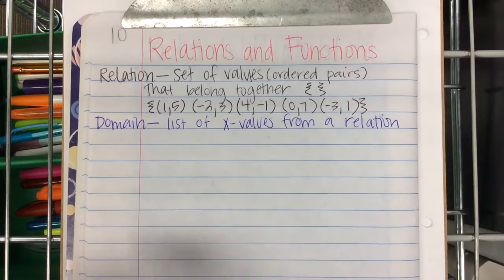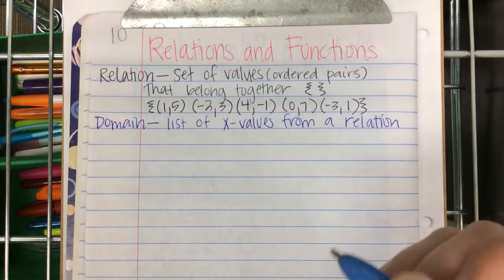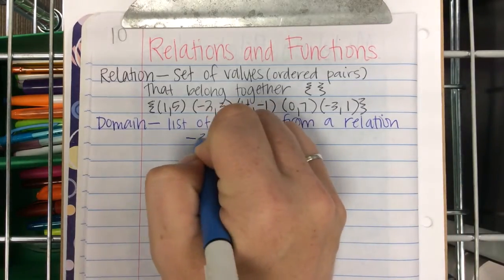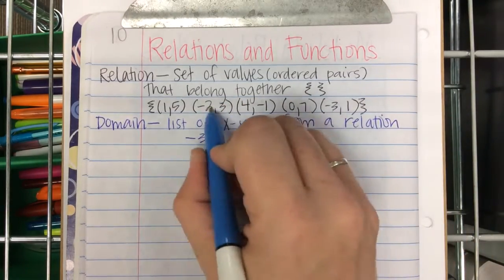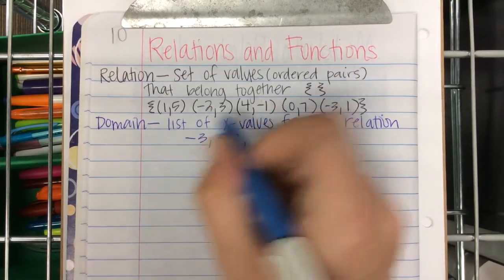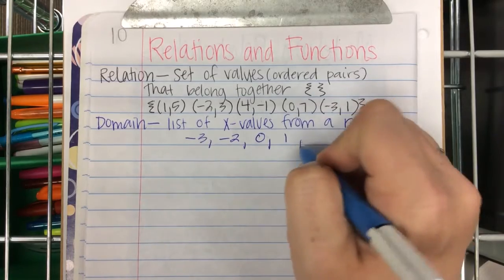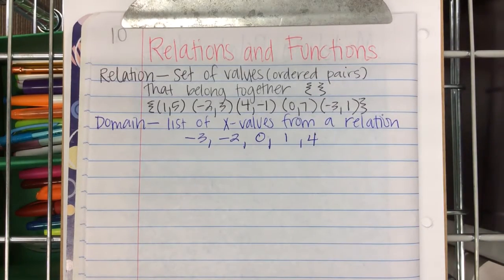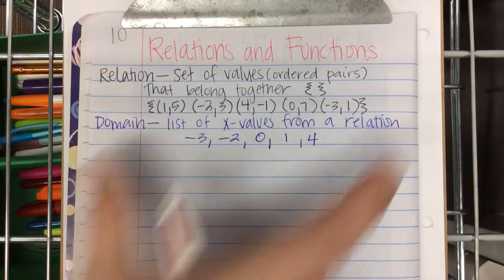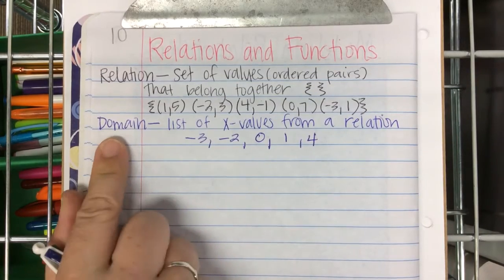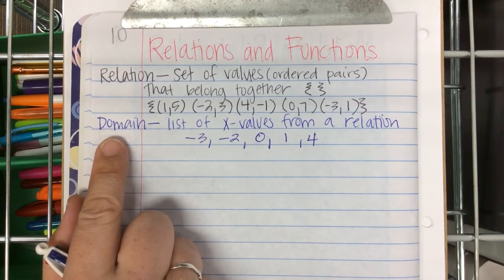Now we want to write them in numerical order. -3, -2, 0, 1, and 4. But that's not a new concept. You know how to identify X values. You just need to know that when we're talking about relations, the X values can also be called domains.